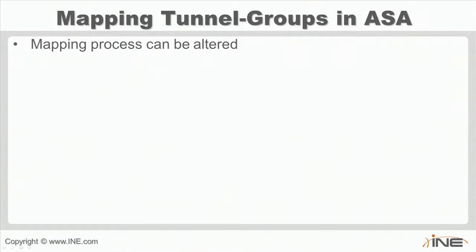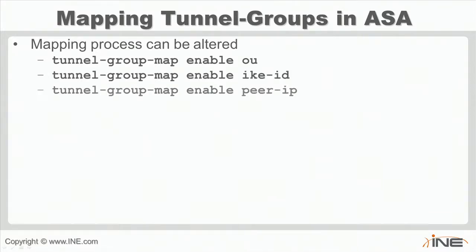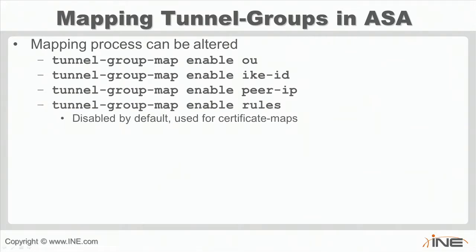So there's some customization that you can get into here, and I'm not going to go through all of the configurations. You can see through the documentation and some of the examples in the workbook labs how this works. But you could say to do the mapping based on the organizational unit or the IKE identifier or the peer address, or you could also create these rules inside a certificate mapping that would specify how do I actually classify the request coming in, and then associate that with a particular tunnel group.